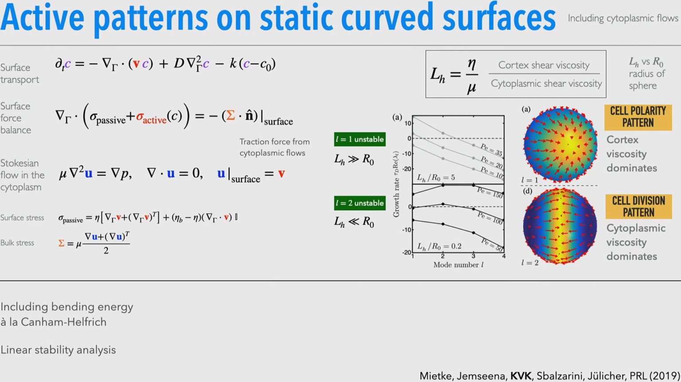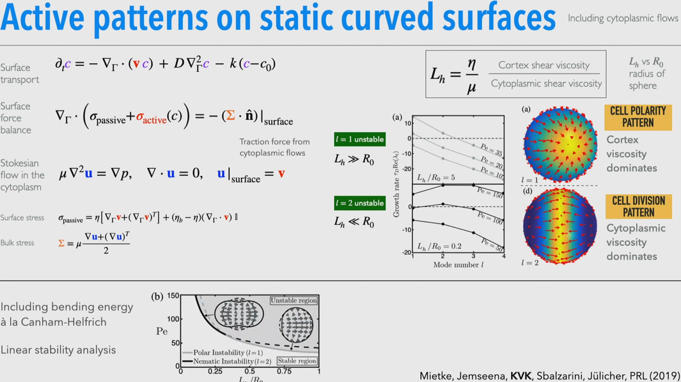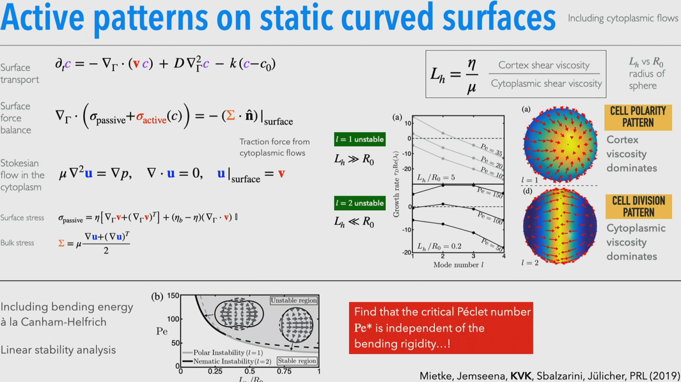You can put in a bending energy following Canham-Helfrich and do a linear stability analysis. And you can show what the possible deformation modes are that come up at the onset of the instability. Surprisingly, you find that the critical Peclet number for the instability doesn't seem to depend on the bending rigidity. That's a bit of a surprise. So you really need to go further into the nonlinear regime.